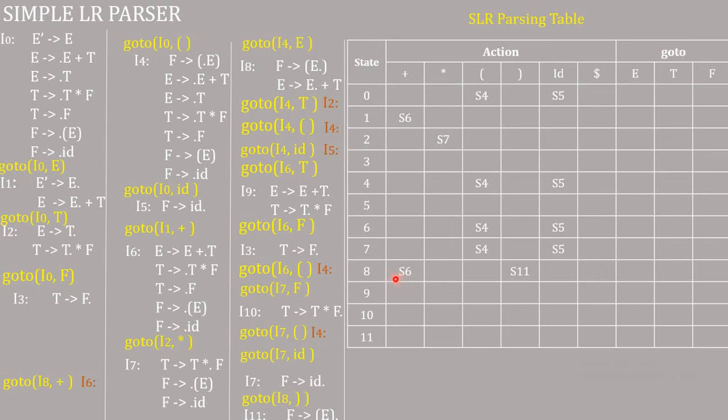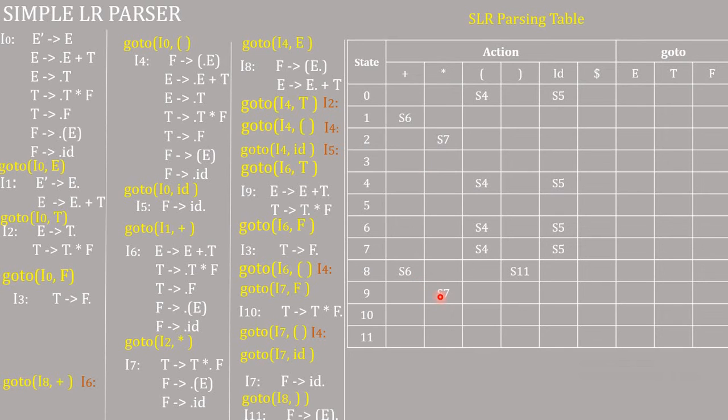That's why here it is included as S6. Similarly, we will be filling for other states also. So I9, for this production you cannot apply because the dot is not followed by a terminal. In the second production, it is dot followed by a terminal, so you can apply shift operation for 9th state and star column.